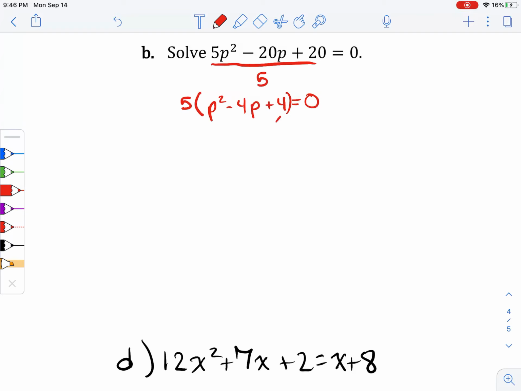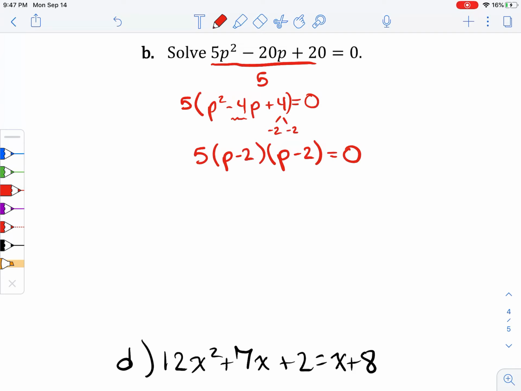Now I can just factor our old-fashioned way where we list the factors of the last number, and we find the ones that add to that middle number. And in this case, it'd be negative 2 times negative 2. So I'd have 5 times p minus 2 times p minus 2. And this is also actually a perfect square trinomial too.